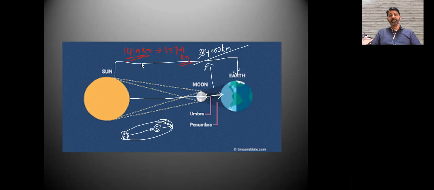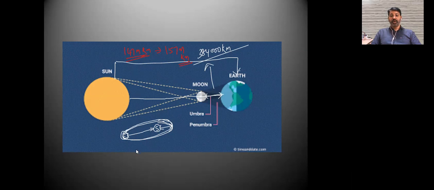Okay, if it is a circular passage, you'll have a fixed line and length. That is not the case. It is an elliptic pathway. So sometimes Earth will be quite far from the sun and sometimes quite nearby the sun.